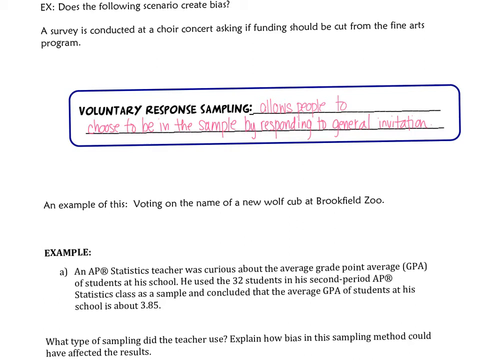So another example of this is voting on the name of a new wolf cub that was born at Brookfield Zoo. At the time that I typed these notes up, that actually did happen. The day before, my children and I went online and saw they're naming the wolf cubs, so we went and we voted. If we weren't invested in that, if we didn't care about the wolf cubs, we wouldn't have ever responded.